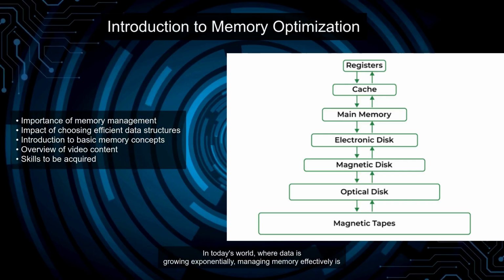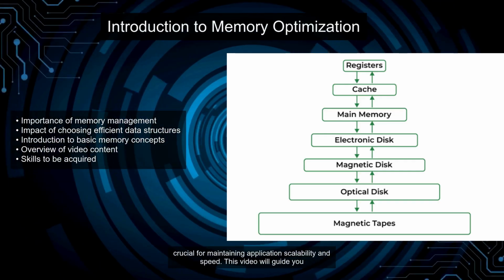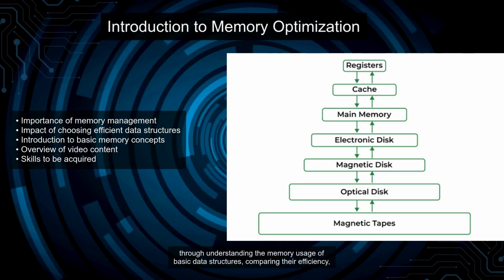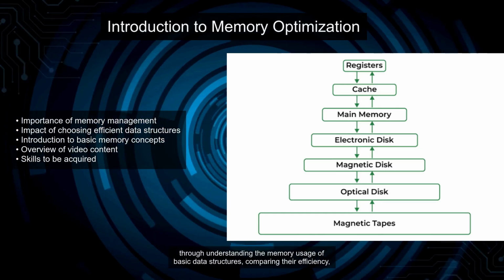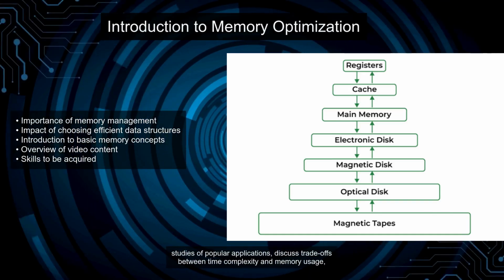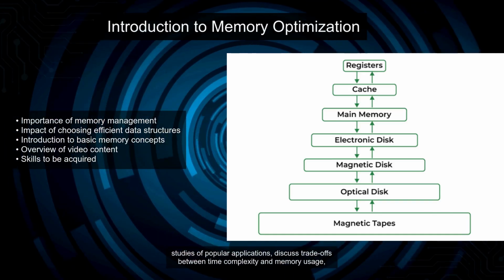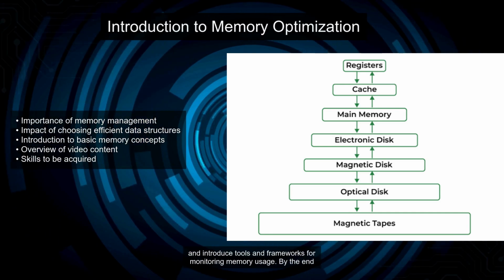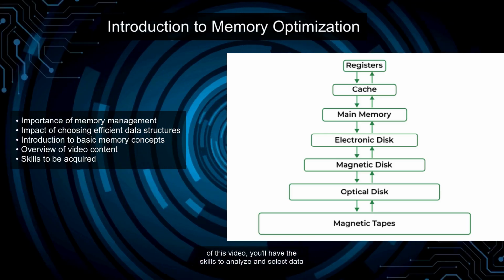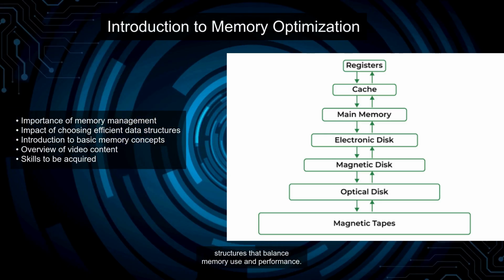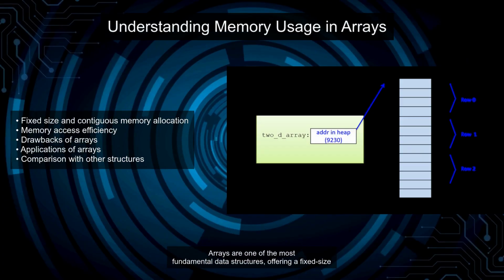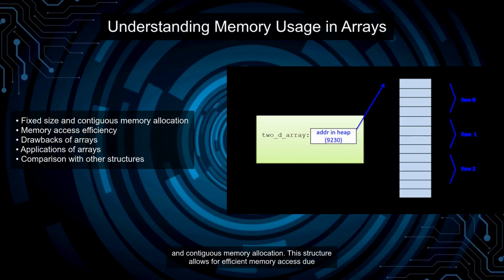In today's world, where data is growing exponentially, managing memory effectively is crucial for maintaining application scalability and speed. This video will guide you through understanding the memory usage of basic data structures, comparing their efficiency, and exploring techniques to reduce memory overhead. We will delve into case studies of popular applications, discuss trade-offs between time complexity and memory usage, and introduce tools and frameworks for monitoring memory usage. By the end of this video, you'll have the skills to analyze and select data structures that balance memory use and performance.